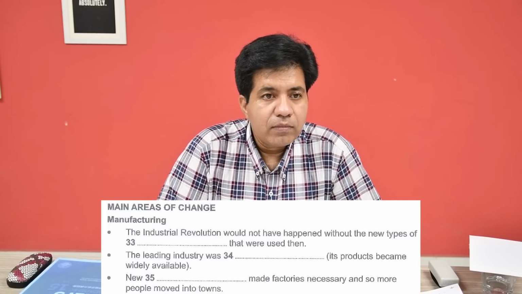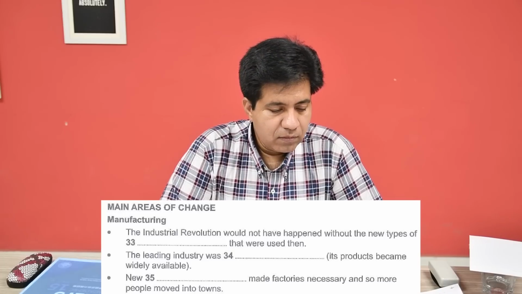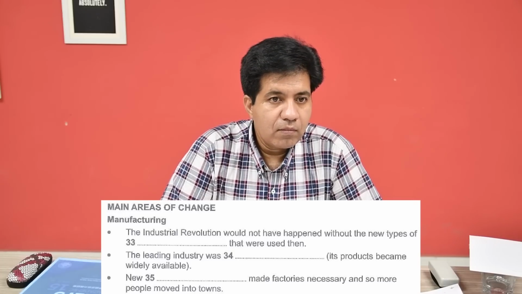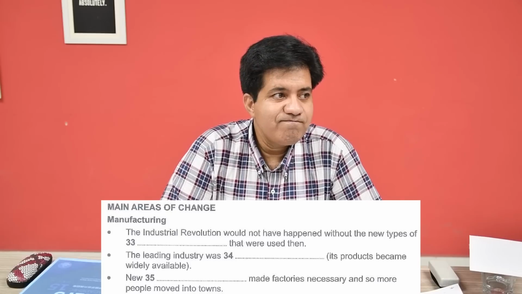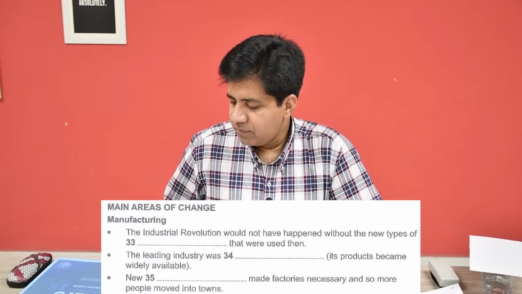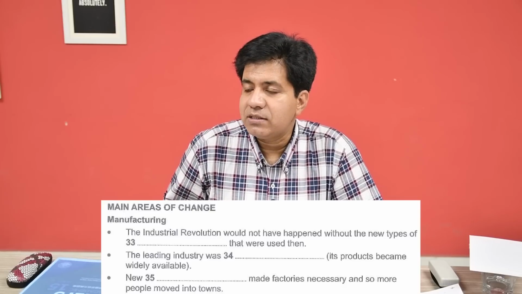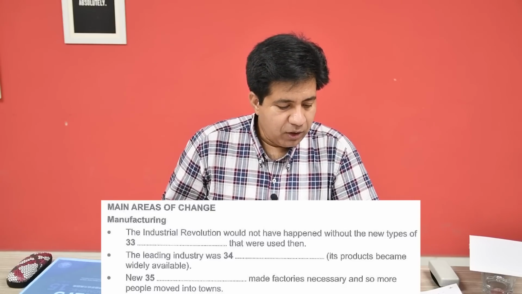Before the Industrial Revolution, most people made goods to sell in small workshops, often in their own homes. But enormous new machines were now being created that could produce the goods faster and on a larger scale. New machines will be the answer. Okay? All right, let's go on.